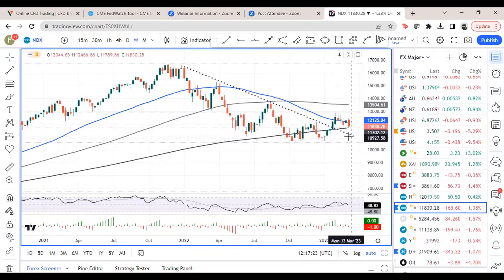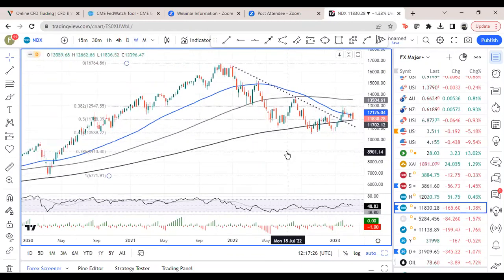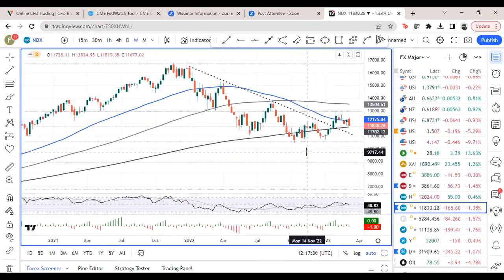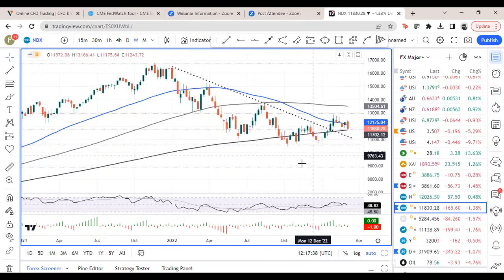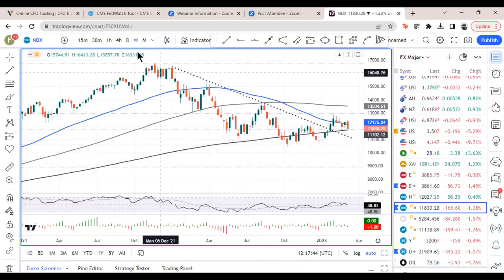This is NASDAQ 100. We're just approaching now an interesting fib level. That's the halfway point of, well, the big rally from the 2020 lows, actually. So the halfway point at 11,768, and then also the 200-week moving average at 11,702. So should be strong support there, you would think, on the weekly.